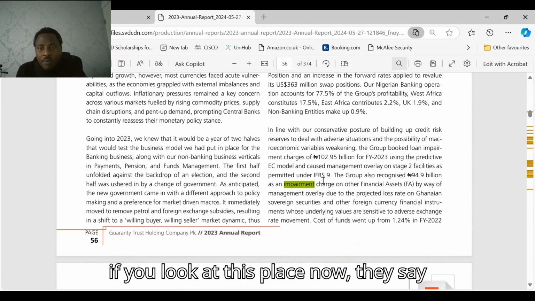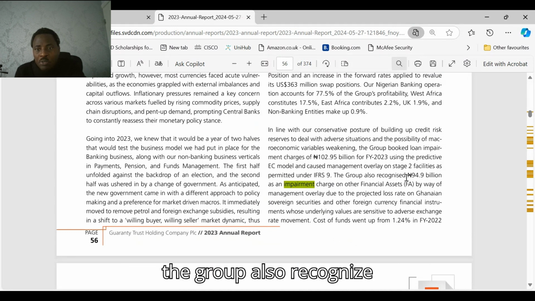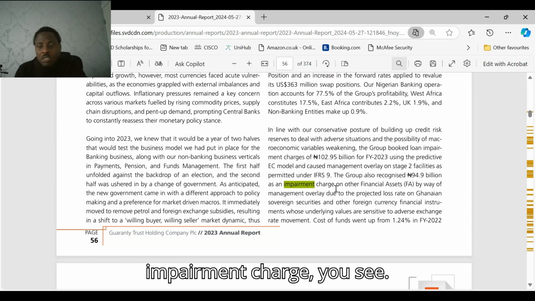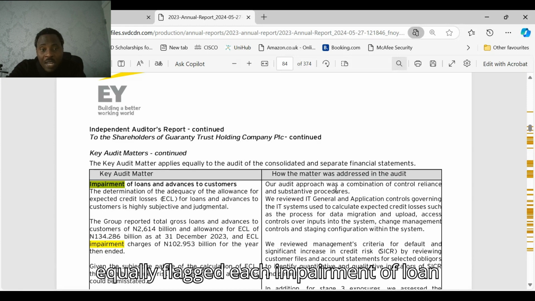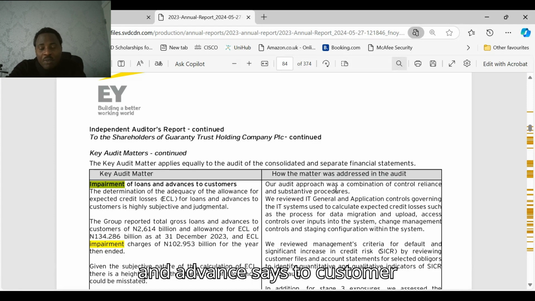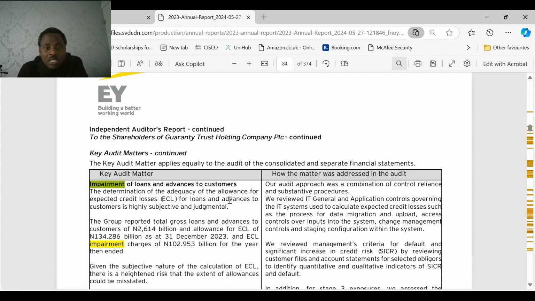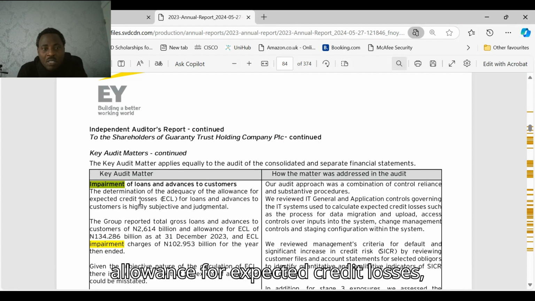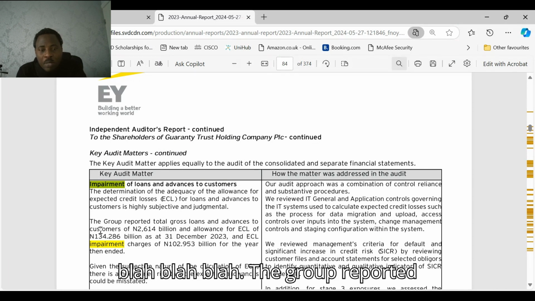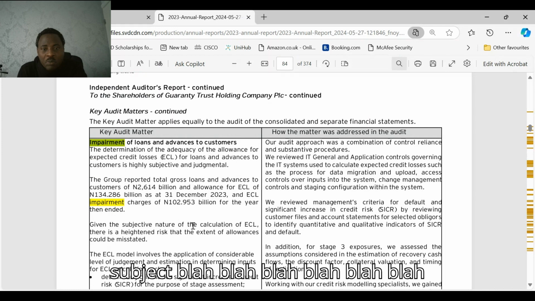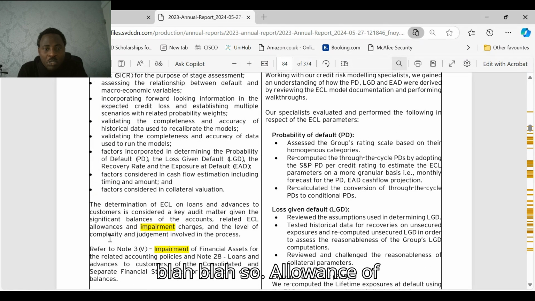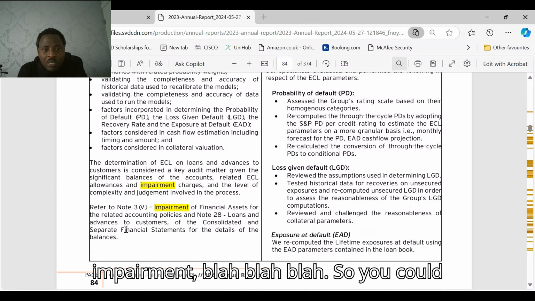The first one now, if you look at this place, they say the group also recognized 94.9 billion as an impairment charge. You see, that is one. Ernst and Young, their auditor, equally flagged impairment of loans and advances to customers, the determination of the adequacy of allowance for expected credit losses. The group reported total gross loans and advances of this amount, and the allowance for impairment.